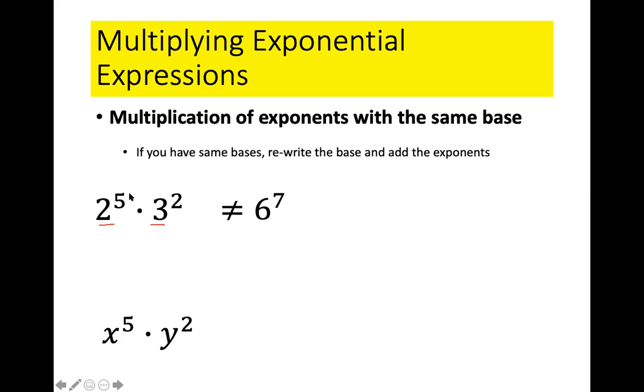In other words, I got to do 2 to the 5th. 2 times 2 times 2 times 2 times 2, 5 times. 2 times 2 is 4, 8, 16, 32, and 3 squared is 9. So this is really 41 is the answer. Notice 6 to the 7th is not 41. It's a huge number.